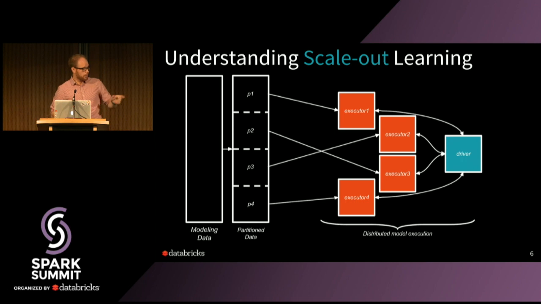So the really important thing that I want you to notice here is that the executors are communicating back and forth to the driver multiple times. And this is called distributed model execution. So what you may see when you're writing a Spark job is that there are multiple Spark jobs actually occurring for a single evaluation of or training of a machine learning model.